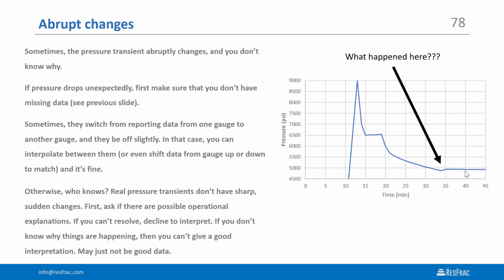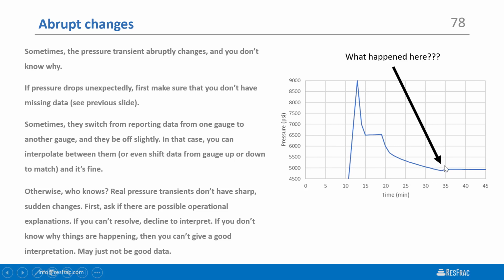Sometimes you see abrupt changes, like right here. We shut in and then, why did pressure go back up? Well, let's not forget that a lot of things that happen aren't really pressure transients from the reservoir. One thing that can happen is maybe they switched from one pressure gauge to another, and those gauges are slightly calibrated differently. So maybe what happened here is that they're actually amalgamating two different series of data, and there's a slight inconsistency there. Or who knows, really? Ask them operationally what they think could have happened, but don't go crazy trying to interpret something like this. That's not a real DFIT pressure transient.